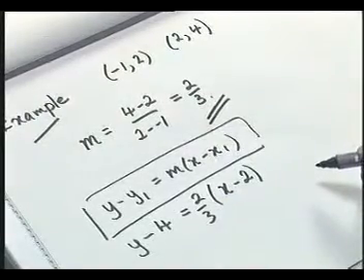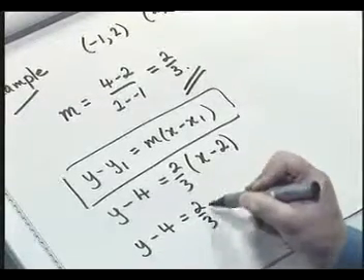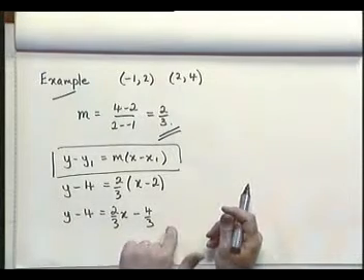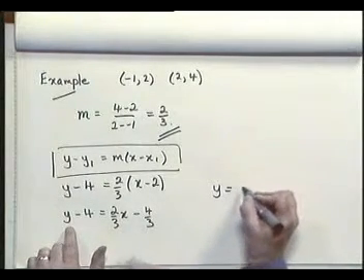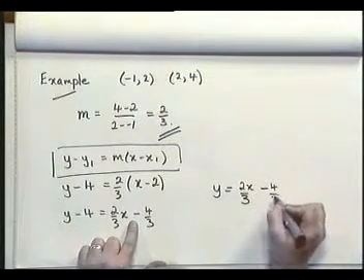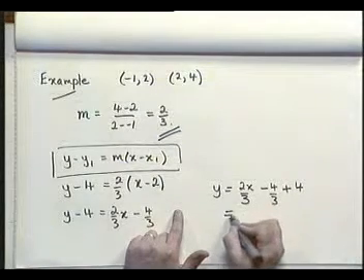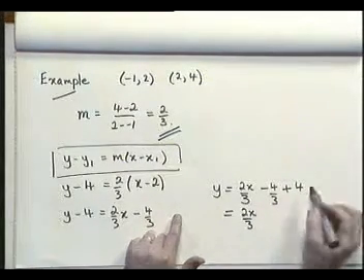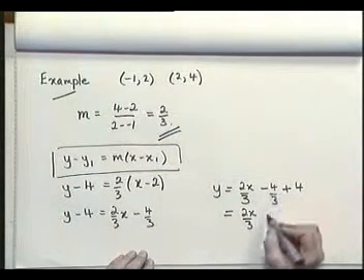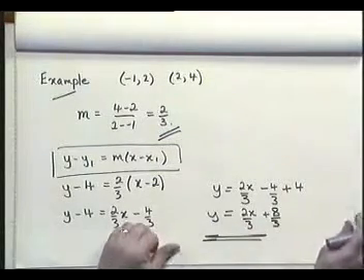And if we wanted to, we can tidy this up a little bit. y minus 4 is 2/3 of x minus 4/3. And if we add 4 to both sides, we can write this as y is 2x over 3. And we've got minus 4/3 here already. And we're bringing over 4, so we'll be adding 4. So finally we'll have 2x over 3. And 4 is the same as 12/3. 12/3 subtract 4/3 is 8/3. And that's the equation of the line.